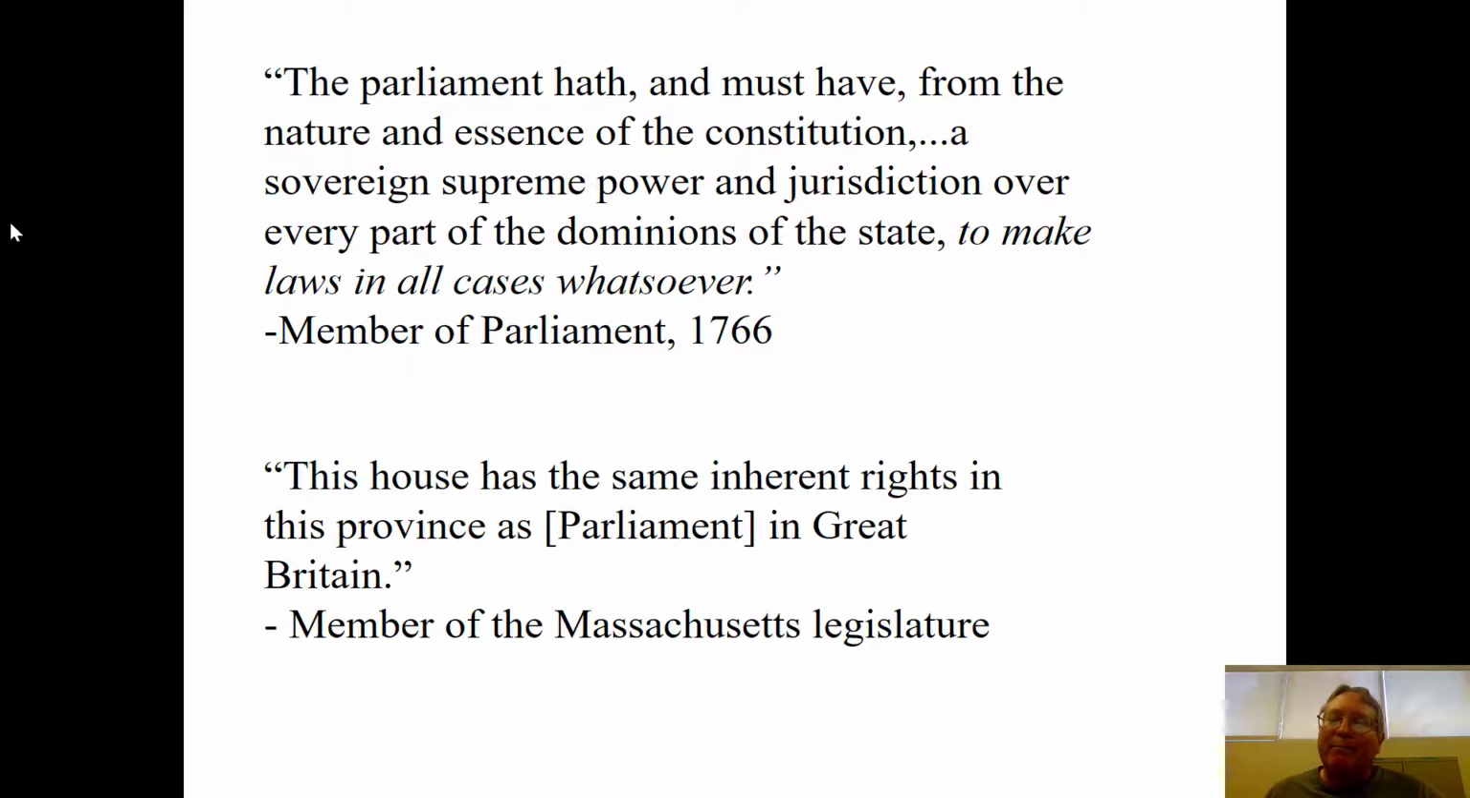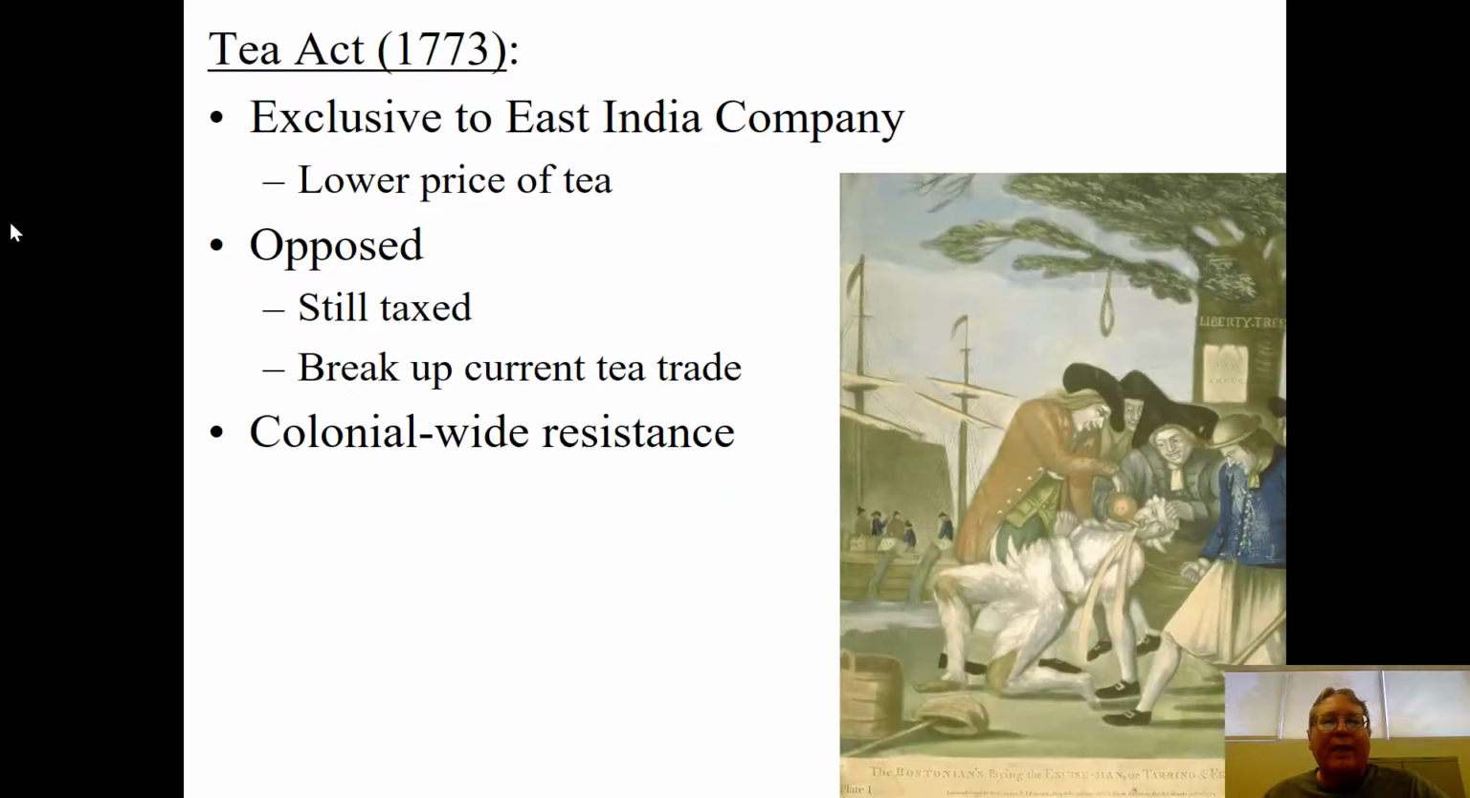So you see both sides have a point, but both can't be right and make this empire work. It's one or the other. Either the colonies have power and control over themselves, or the British government has all the power and authority. It can't be both of these things. And that's what brings us to really the moment that is going to change everything.